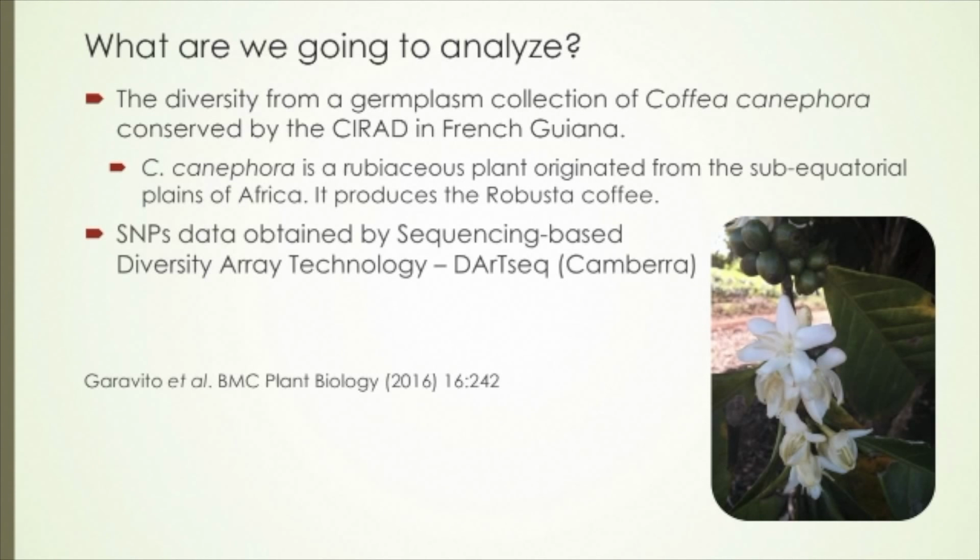In this tutorial, we are going to analyze data from a Coffea canephora germplasm collection conserved by the CIRAD in French Guiana. Coffea canephora is a rubiaceous plant originating from the sub-equatorial plains of Africa. It is used to produce Robusta coffee. The SNP data was obtained by the sequencing-based Diversity Arrays Technology, or DArT-seq. Part of the data analyzed here has been recently published in this paper from 2016.